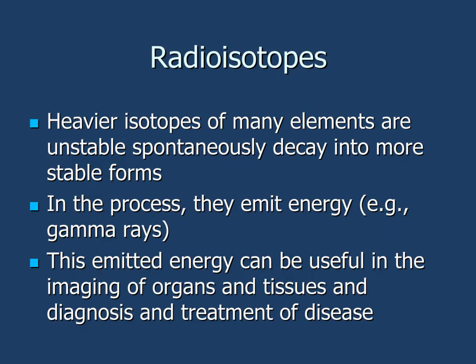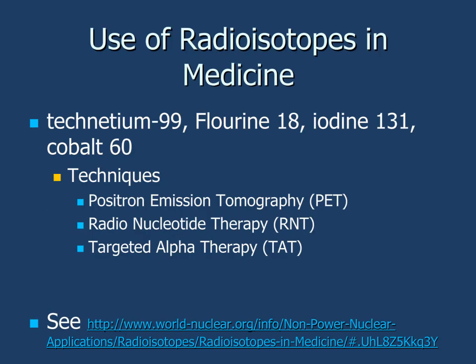Now, some isotopes are called radioisotopes in that they emit radioactivity. So these are the heavier isotopes of many elements, and they spontaneously decay into more stable forms. In the process, they emit some energy, some of which can be in the form of gamma rays, and this emitted energy can be useful in the imaging of organs and tissues, and also in the diagnosis and treatment of disease. So here are a couple examples of different types of radioisotopes that are used in medicine.